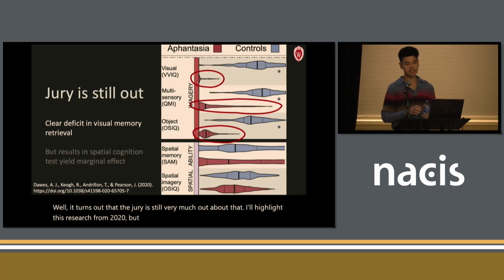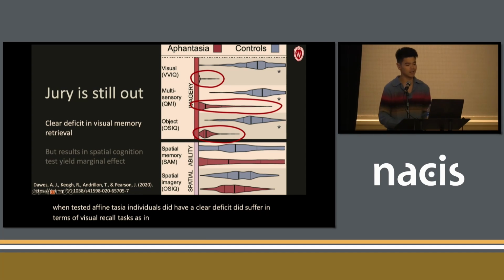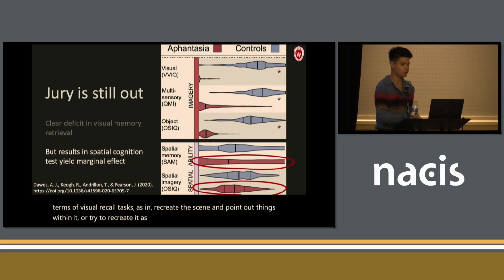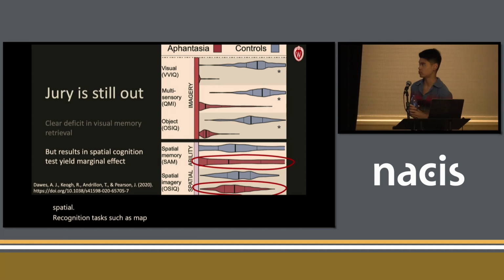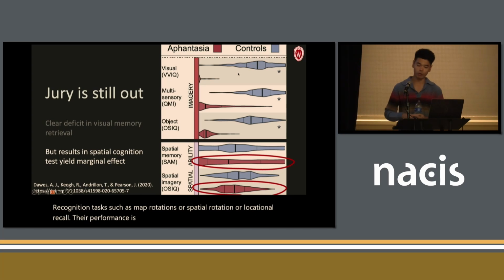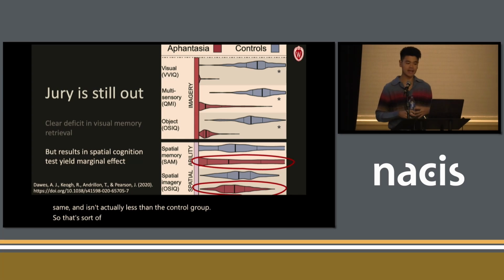But in this research, they more or less found that when tested, aphantasic individuals did have a clear deficit, did suffer in terms of visual recall tasks, as in recreate the scene and point out things within it, or try to recreate it as closely as possible. But when asked to do spatial cognition tasks, such as map rotations or spatial rotation or locational recall, their performance is actually more marginal or more or less the same and isn't actually less than the control group. So that sort of counters each other, right?